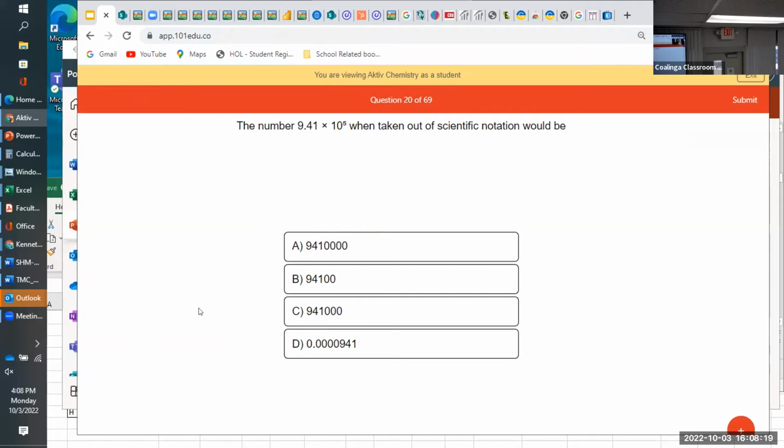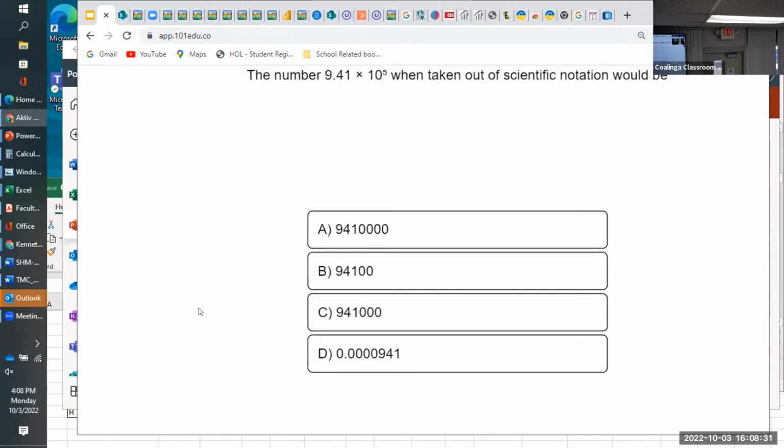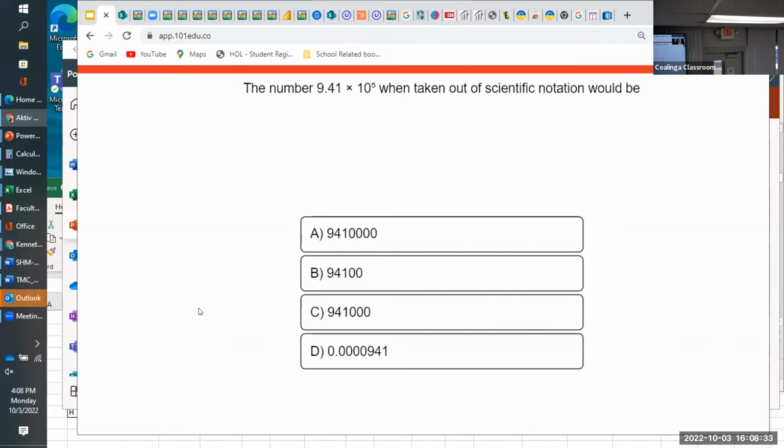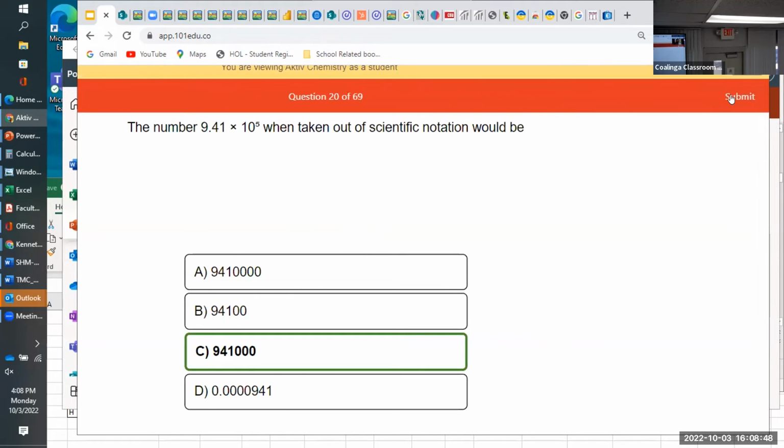All the easy questions came up the first time. Let's see, the number 9.41 times 10 to the 5th, when taken out of scientific notation, would be C. Okay, everybody agree? Anybody disagree?